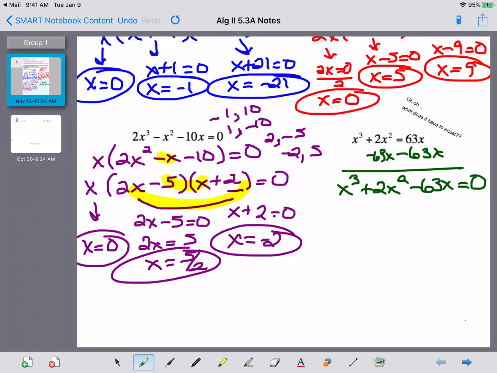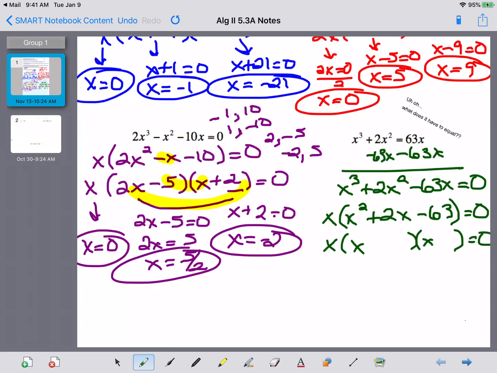Once I have one side equal to 0, I can go ahead and use my factoring techniques. So I'm going to factor out a GCF of x. It leaves me x squared plus 2x minus 63. And then I can factor that quadratic, splitting up my x squared. I need two numbers that multiply to be negative 63 and add up to 2. So if I use a positive 9 and a negative 7, that would work. And then I have my solutions.